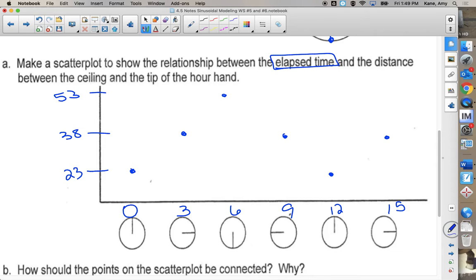So here's the graph. You would connect it with a curve because we're trying to make a sinusoid. I wouldn't connect each one with its own separate line. It's a curve, it's smooth, it's continuous, it's still circular, we're just spreading out in a horizontal format. Questions?